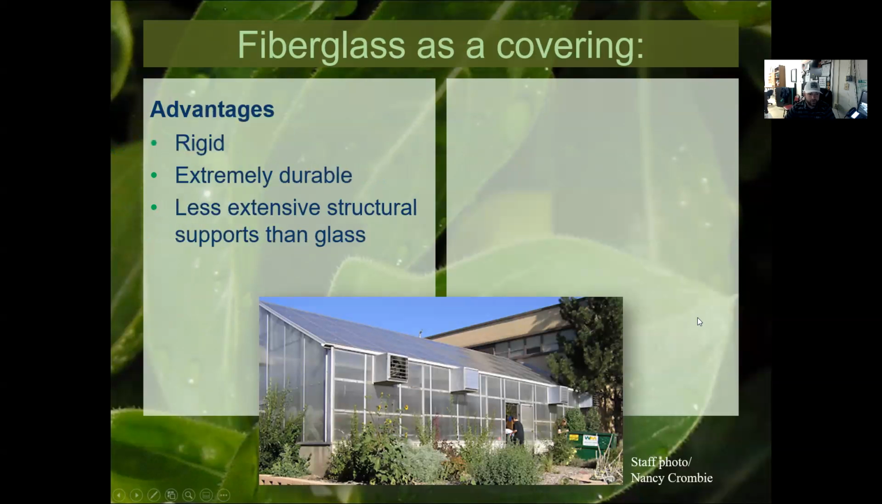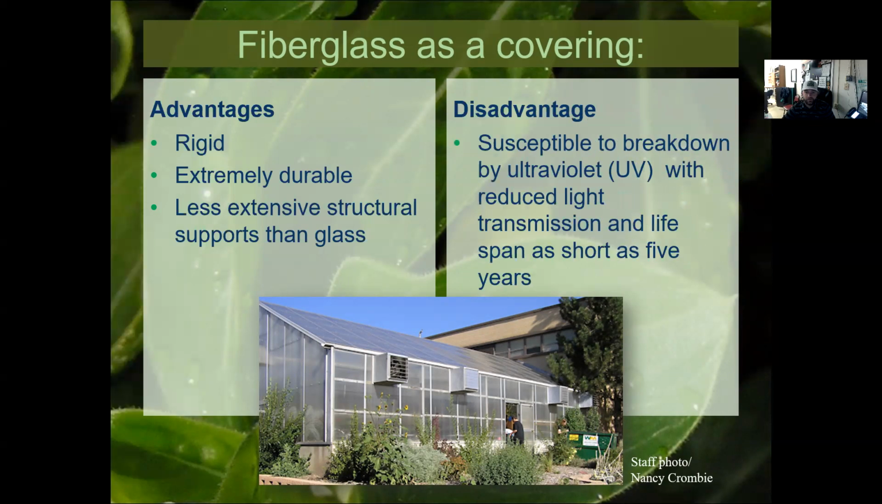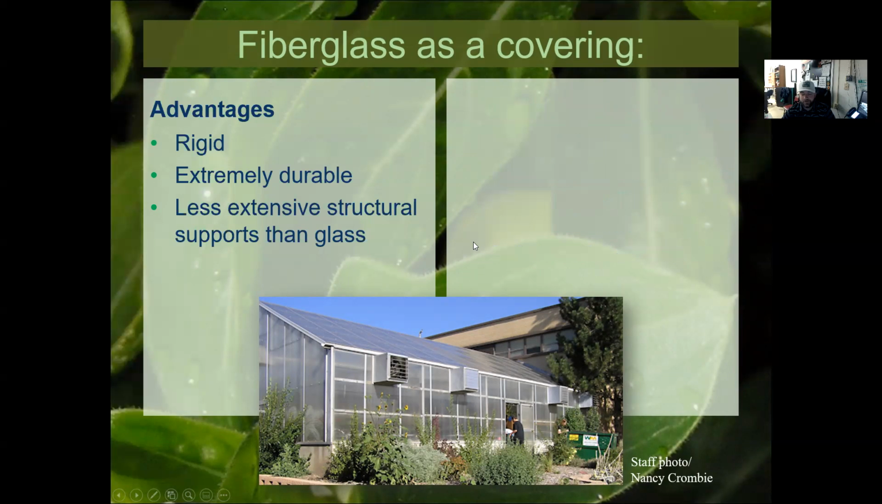So fiberglass is a covering. Advantages are they're rigid, extremely durable, and need less extensive structural supports than glass. The disadvantage: susceptible to breakdown by ultraviolet light, with reduced light transmission and a lifespan as short as 5 years. So if you have a fiberglass greenhouse, eventually you're going to have to replace some of your coverings. You have a lot of light hitting it over time. I would recommend anywhere between 5 and 10 years.